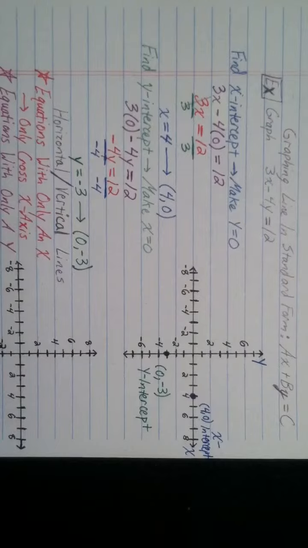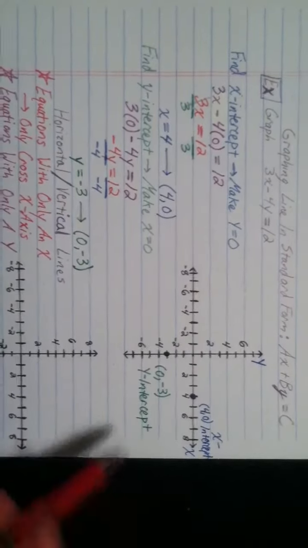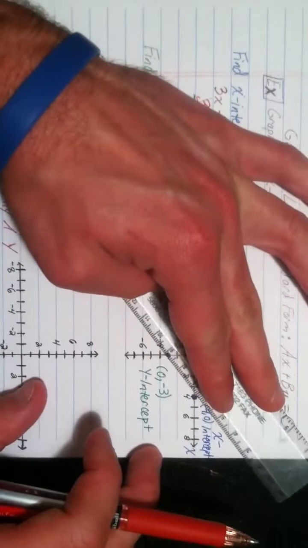And as I was saying before, with any line, as long as you have 2 points, you're good to go ahead and graph that line, because there's only one line that could go through both of those. So I'm just going to set my ruler here, draw a line through these 2 points, and we've just graphed the line for the equation 3x minus 4y equals 12.